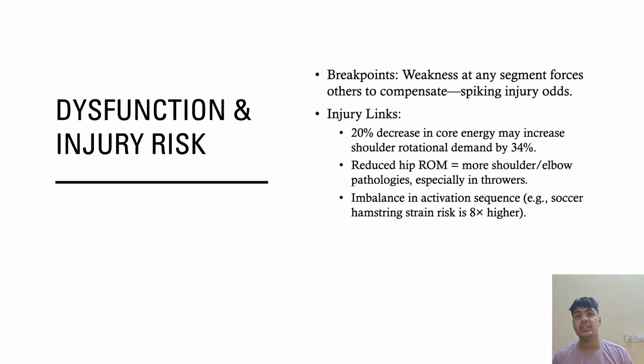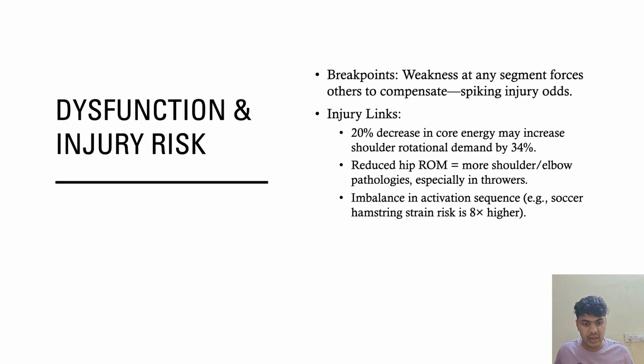What you won't know is that your shoulder is taking up 34% more energy, as per the article that we see. It increases demand by 34%, which puts a lot of stress on the muscles and the joint of the shoulder, which can easily cause an injury. So reduced hip range of motion equals more shoulder or elbow pathologies, especially in throwers, as we saw before.